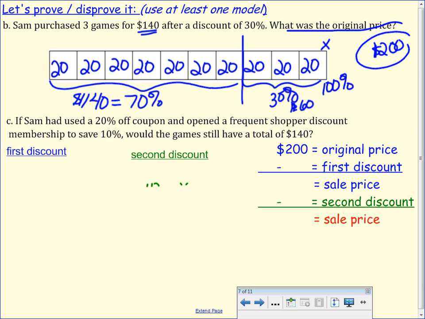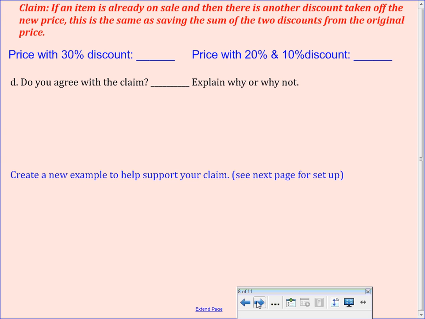The original price was $200. Okay, so I'm going to keep that in the back of my mind. $200, 30% off, $140 I paid. Okay? I'm going to go ahead. Price with the 30% discount was $140. You're just going to hold on to that.